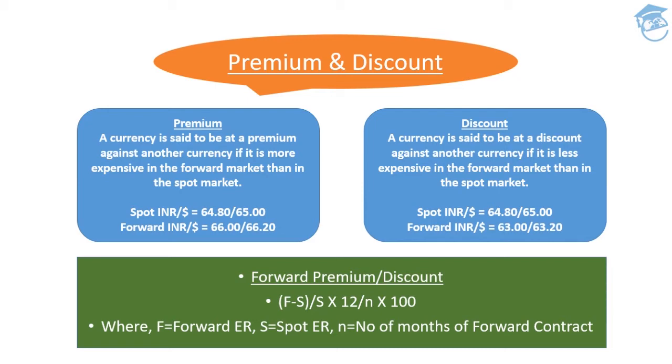If I purchase the dollar today, I need to pay 65 rupees. But if I defer my payment for 2 months, I can pay it off at only 63.20 rupees. So in this particular case, the US dollar is at discount. A currency is said to be at discount against another currency if it is less expensive in the forward market than in the spot market. So are we clear with both these examples? Confident? Perfect. Let's go ahead.